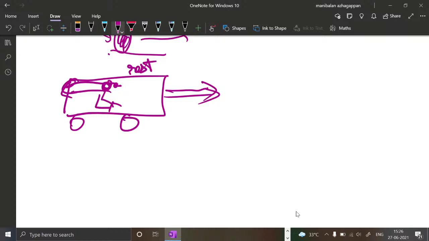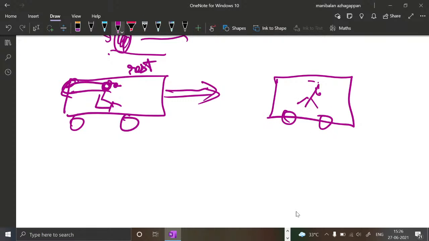Same thing when the moving bus applies the brake, you will move in the forward direction, because you are in motion. Suddenly the driver applies the brake, and you try to come to rest. That's the reason you are going to change your state. Unless an external force is there, you are not able to change your state. That's the reason you are moving forward.